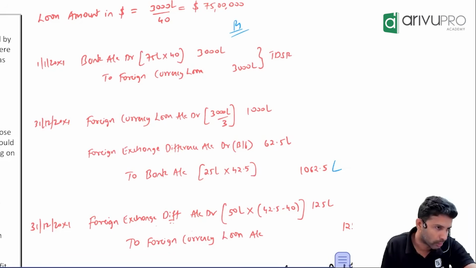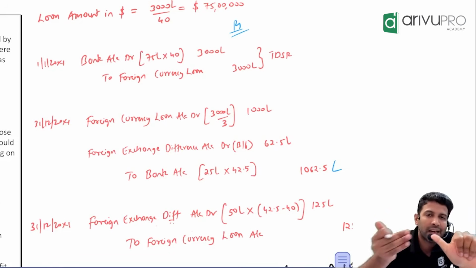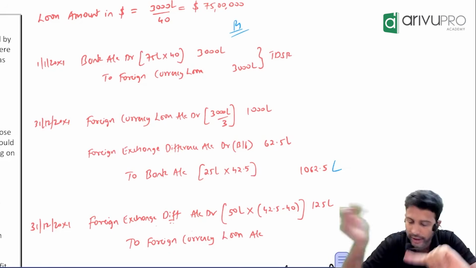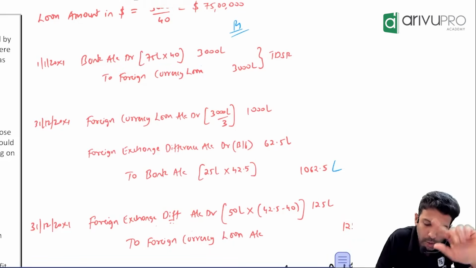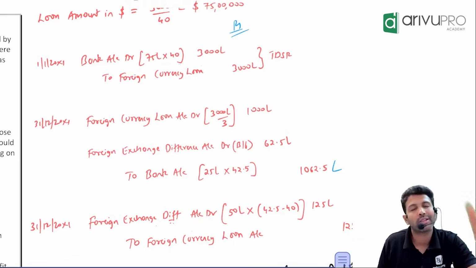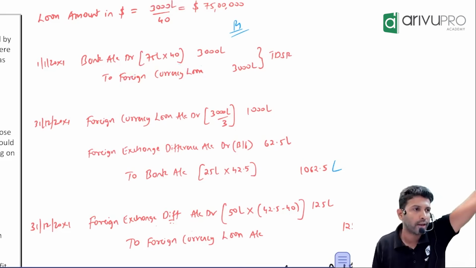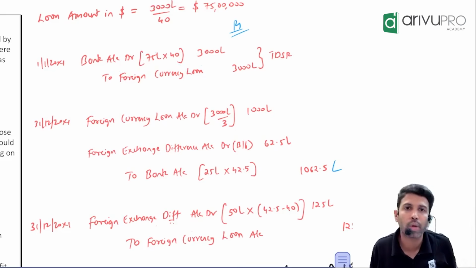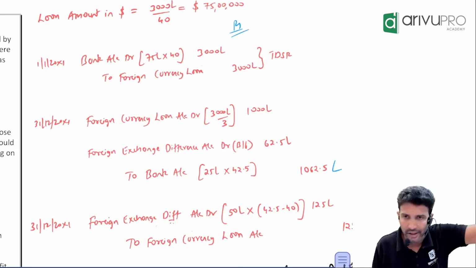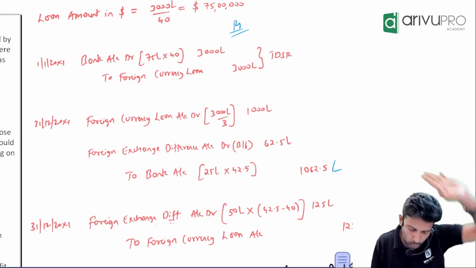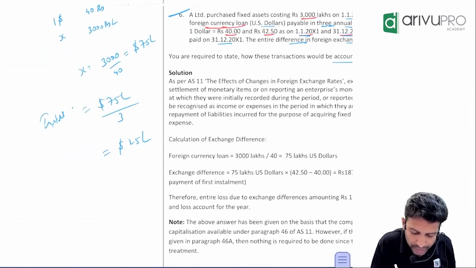Whenever you are closing the books, you need to check whether we have any balance in monetary items or non-monetary items. Here we have a balance in a monetary item called what? Loan. What does AS 11 say? All monetary items should be restated and shown in the balance sheet using the closing rate. Restated using what rate? Closing rate.